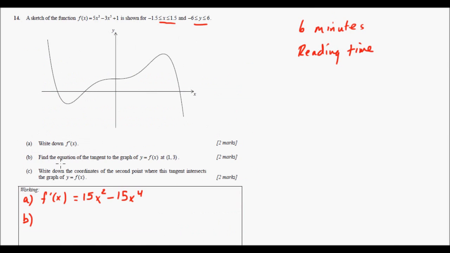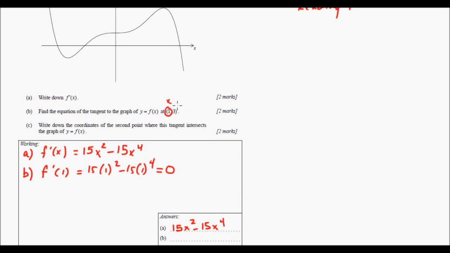Okay, so now find the equation of the tangent to the graph of y equals f of x at (1, 3). The important part here is they give us an x value, which is 1. And then obviously the y value is 3. So we'll just do f prime of 1, and we just sub in 1. Now this one's actually nice because it's going to be 1 times 15, 15 minus 15, so it's going to be 0. Now anytime you have a gradient of 0, it's a horizontal line, and it goes through 3. So the equation is going to be y equals 3.